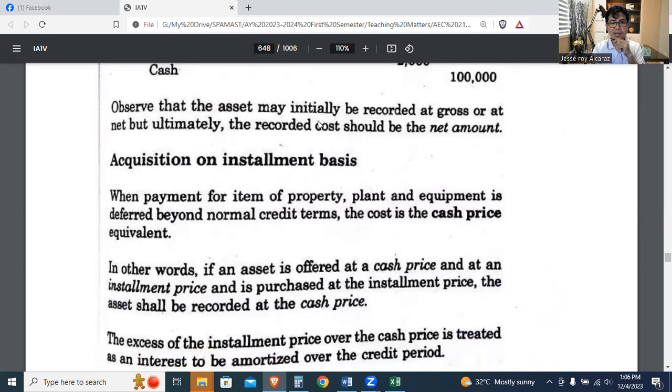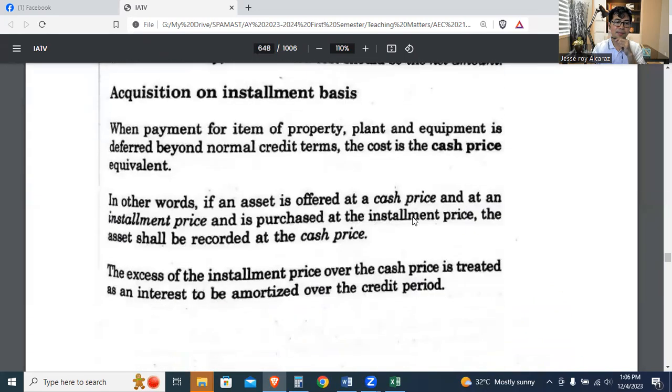Observe that the asset may initially be recorded at gross or at net, but ultimately the recorded cost should be the net amount. Okay, acquisition on installment basis.